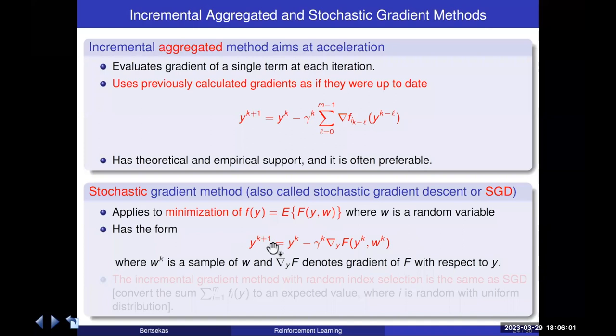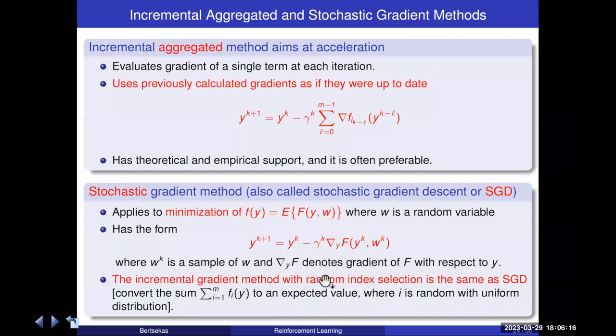Okay? So if you think of expected value as being a weighted sum of components, it looks like an incremental method. In particular, the incremental gradient method with random index selection is the same as the stochastic gradient method. And the idea is to convert the sum to an expected value. You start with a sum, you can convert it to an expected value for i with a random distribution, then you get this method here. SGD and the incremental gradient method are very closely connected, and one is a special case of the other.